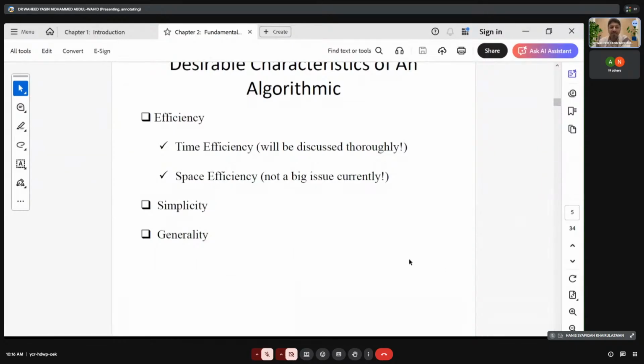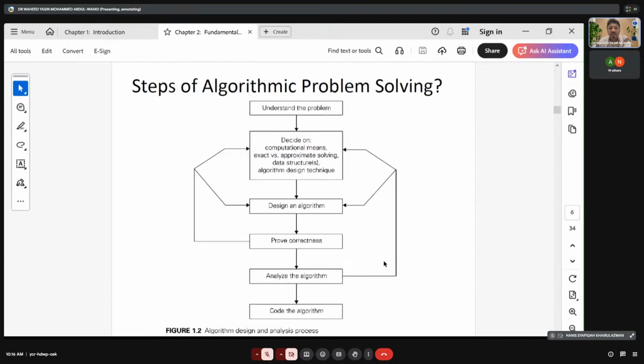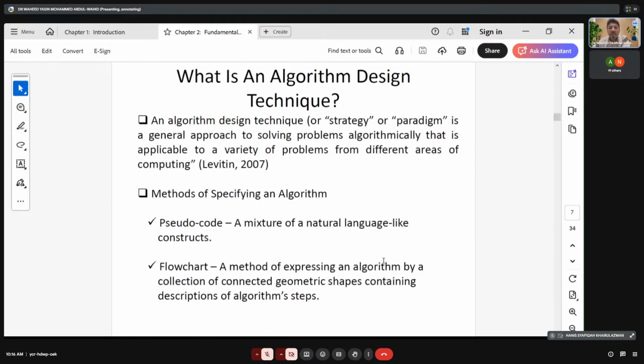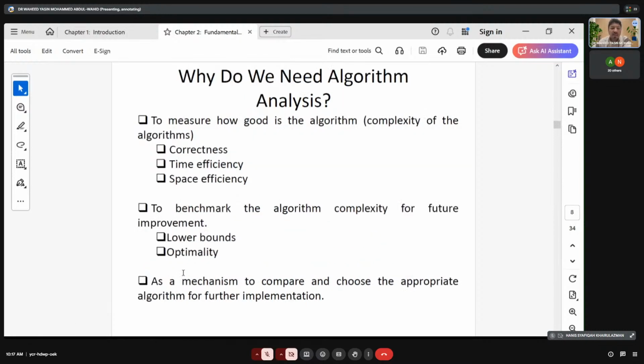Here you have efficiency, simplicity, and generality. This is the flow chart. We have to solve the steps of an algorithm: understand the problem, decide on computational means. This is the flow chart of how to solve with an algorithm. Then we go to the design technique of algorithm. Here we have pseudocode and flow chart. And here is how to measure a good algorithm: correctness, time efficiency, space efficiency.